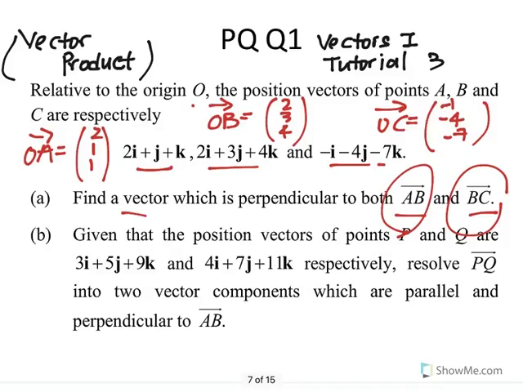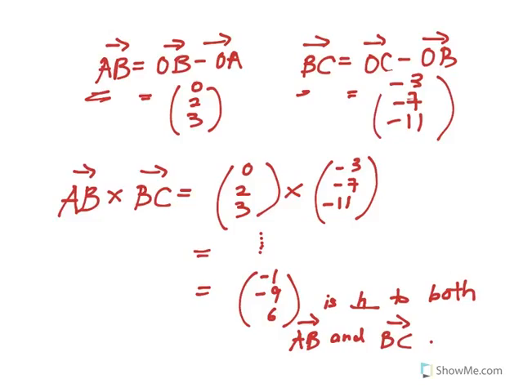For part B, we need to resolve the component PQ into two vector components which are parallel and perpendicular to AB. Resolve just means project. We need to project PQ into two components which are parallel and perpendicular to AB.